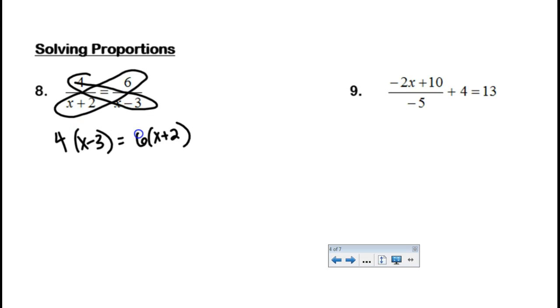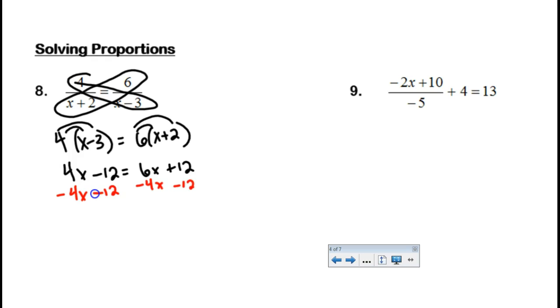And what we end up with is a nice linear equation that, after a few distribution steps, we're going to be able to solve. So 4x minus 12 equals 6x plus 12. Don't get scared of the 12. They aren't going to cancel out here. So I'm going to follow the majority here and bring my x's to the right, which means my constants are going to go to the left.